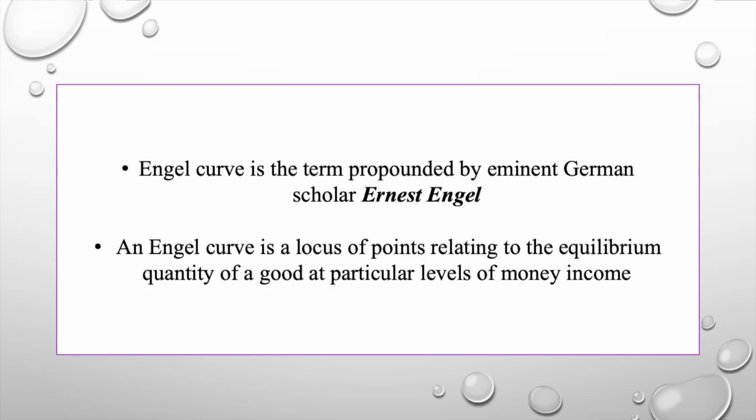In short, an Engel curve is a locus of points relating to the equilibrium quantity of a good at particular levels of money income. So, it indicates how much quantity of a commodity a consumer will consume at different levels of income in order to be in equilibrium.